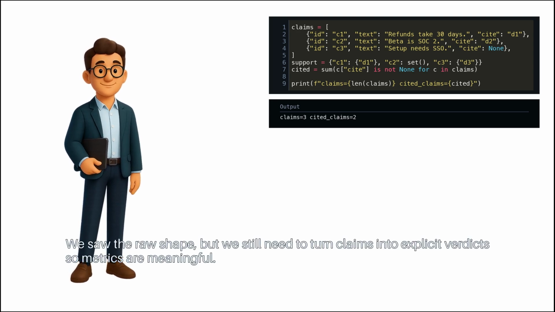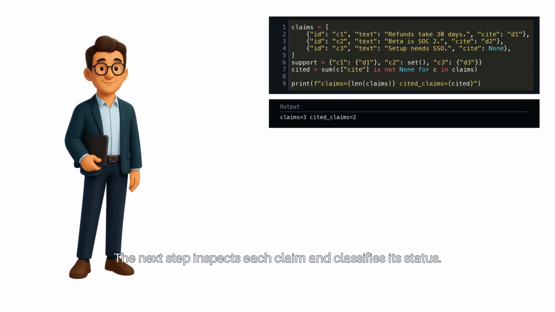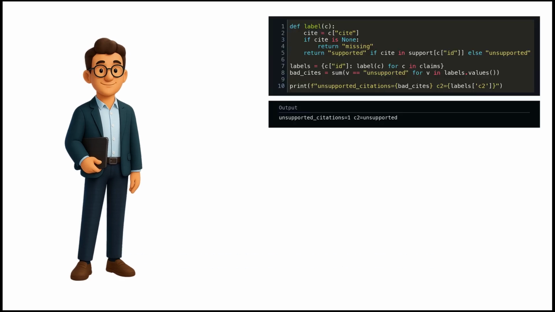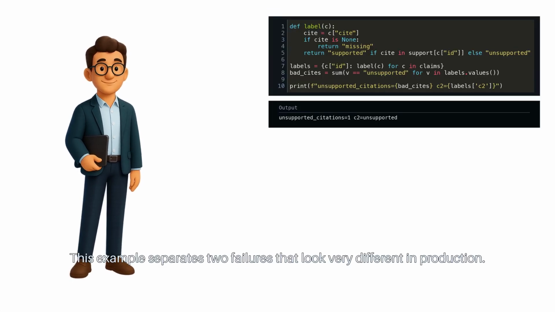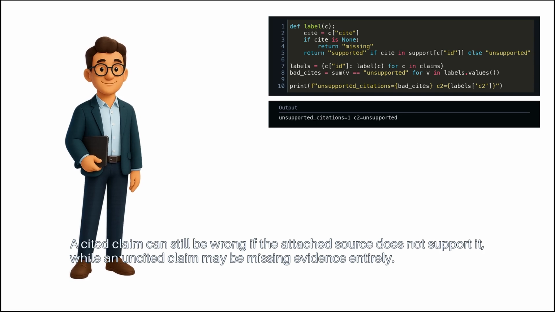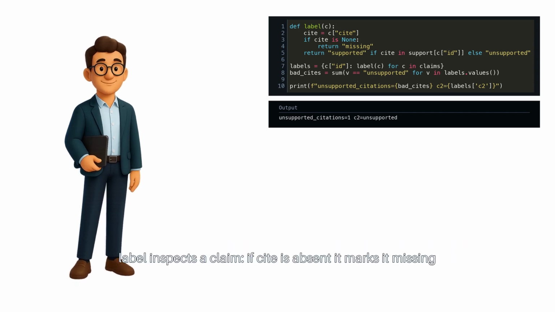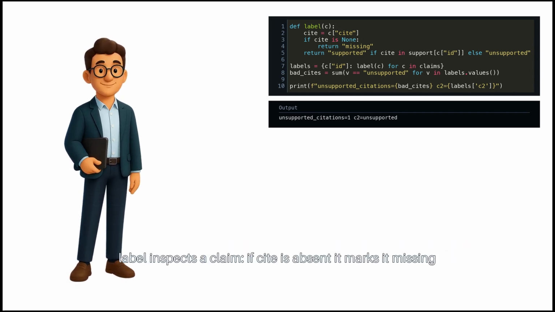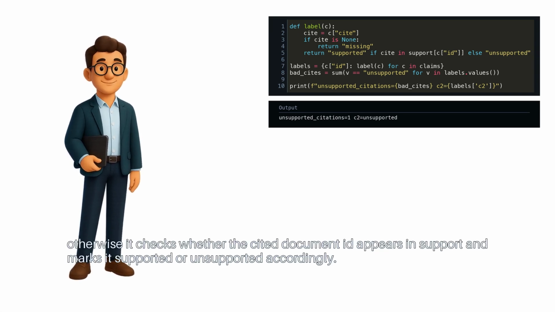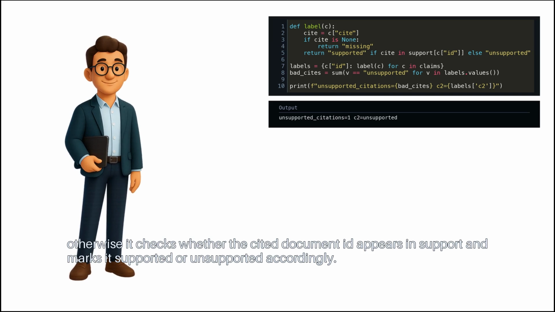We saw the raw shape, but we still need to turn claims into explicit verdicts, so metrics are meaningful. The next step inspects each claim and classifies its status. This example separates two failures that look very different in production. A cited claim can still be wrong if the attached source does not support it, while an uncited claim may be missing evidence entirely. Label inspects a claim. If cite is absent, it marks it missing. Otherwise, it checks whether the cited document ID appears in support, and marks it supported or unsupported accordingly.